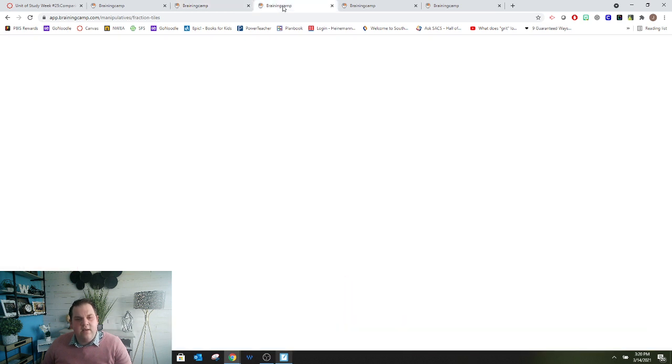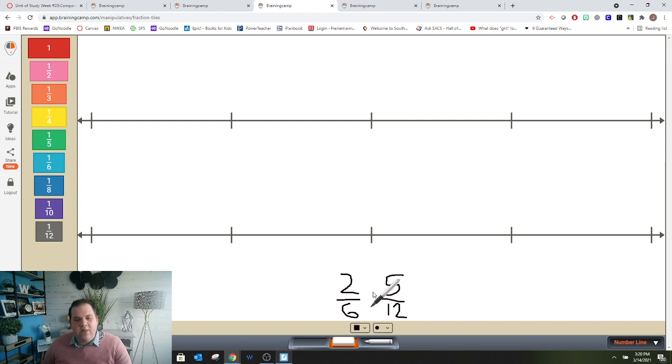Here's another one. Which symbol do you think belongs in between these two fractions? Enter that into Playposit now. All right, here's where it gets tricky. We have to think about, is it closer to 0, 1/2, or 1? So I'm noticing that both of these fractions are close to 1/2. They're actually both one piece away from 1/2. So I'm going to model both of these. Here's 2/6. And then I'm going to model 5/12. 1, 2, 3, 4, 5.